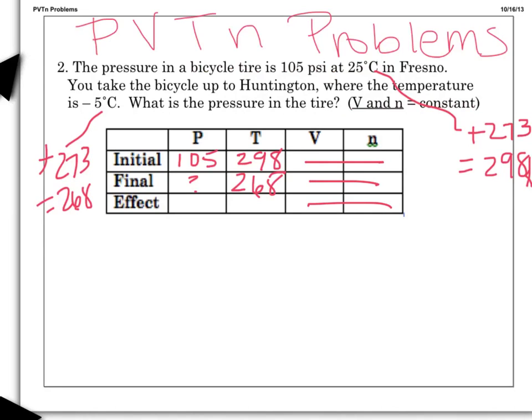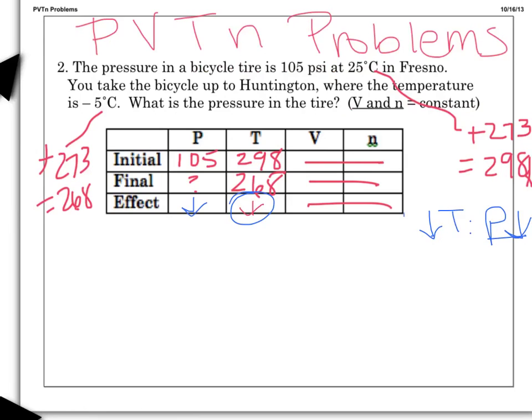Now, our last step is we have to look at this and think to ourselves, what's actually happening to the temperature? The temperature, you can see here, goes from 298 to 268. So that means that it goes down. So we just draw a down arrow right here. Now, if temperature goes down, we can write little notes to ourselves. If we go down in temperature, then what happens to pressure? Well, pressure and temperature, as you recall, is a direct relationship. So if temperature goes down, that means pressure is going to go down.